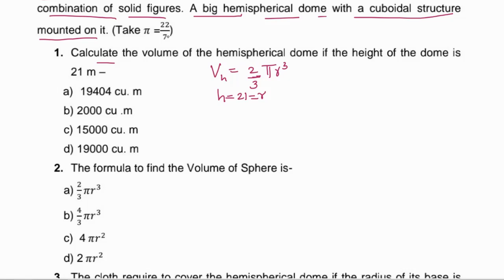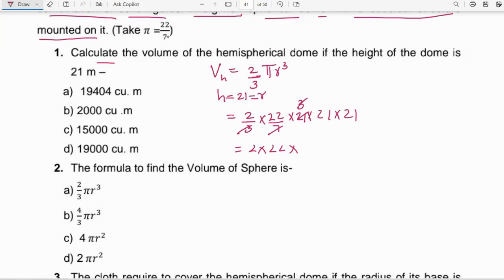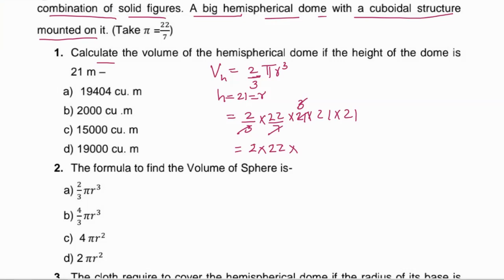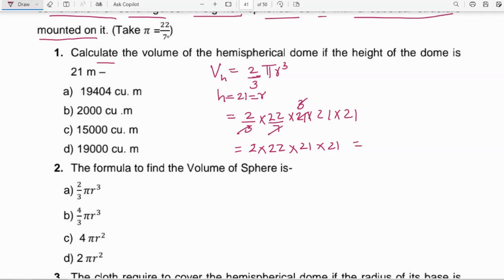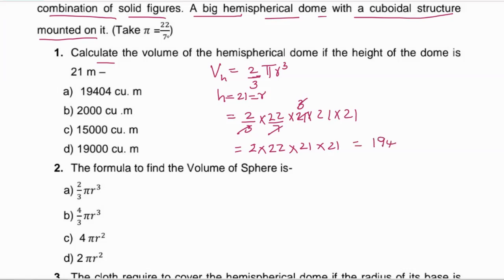So the answer is 2 by 3 into 22 by 7 into 21 into 21 into 21. 7 ones are 7, 3 threes are 3, and the 3 gets cancelled. When you multiply 2 into 22 into 21 into 21, we get the answer as 19404 cubic meter. So that is your option A.